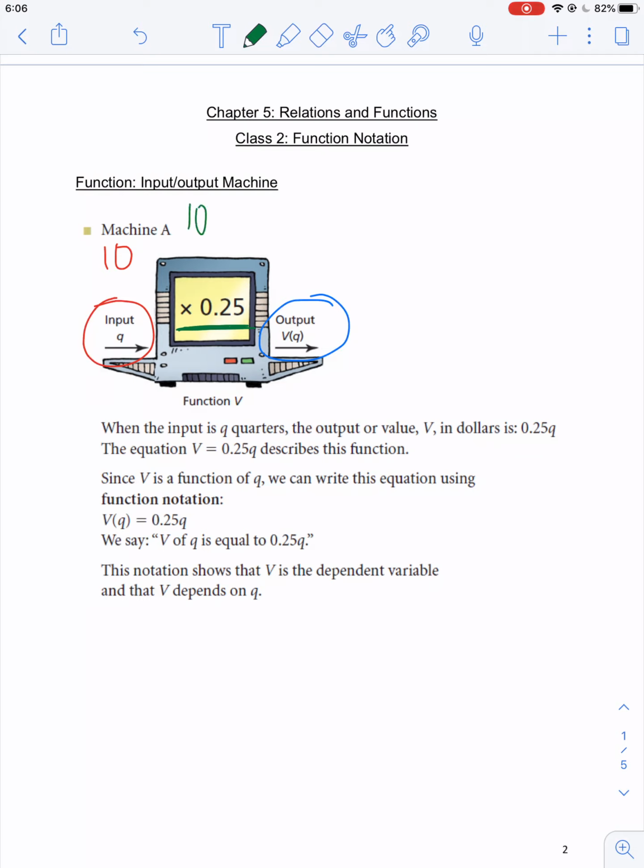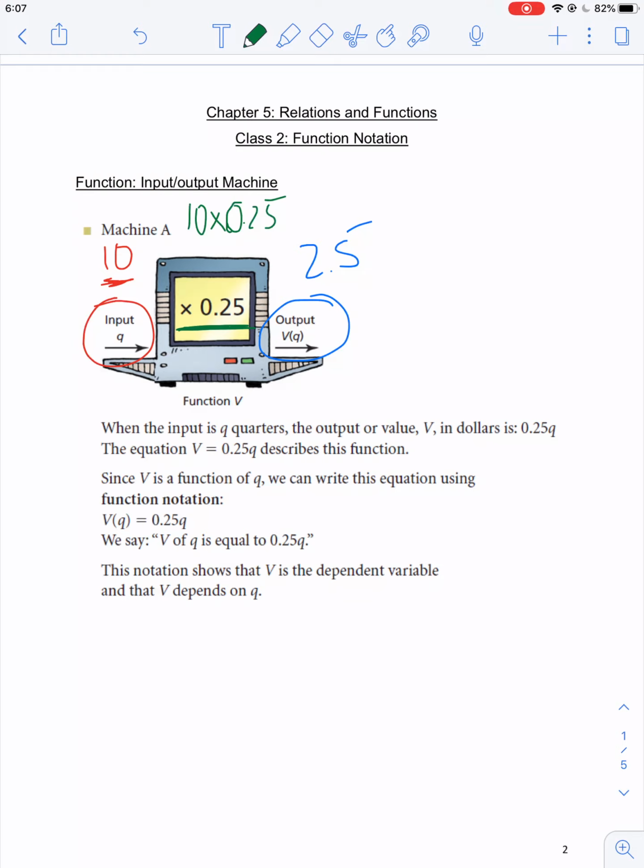Okay, so we will multiply 10 by 0.25 to give you an output value of, right, so when you multiply by 10, just move your decimal place over, so then your output would be 2.5. So you can put in any Q value. I just chose 10 to give you an example. You could pick any value, and for each value that gets put into this machine, the machine will multiply that value by 0.25 all the time.